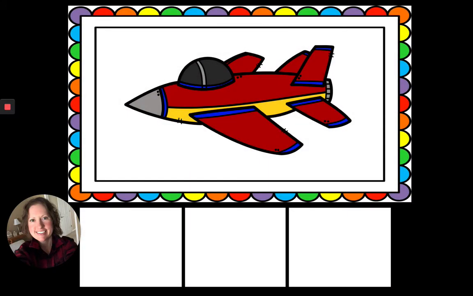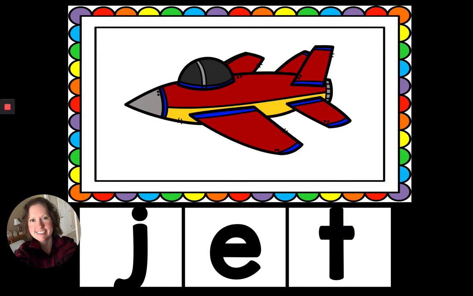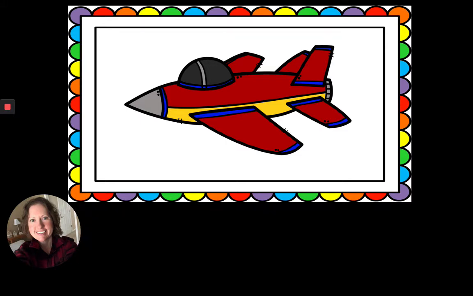Here we have a picture of a jet. Let's break down the sounds we hear in jet. J, eh, t. Now let's put the letters that would make those sounds to spell the word. J, eh, t. Jet, jet.